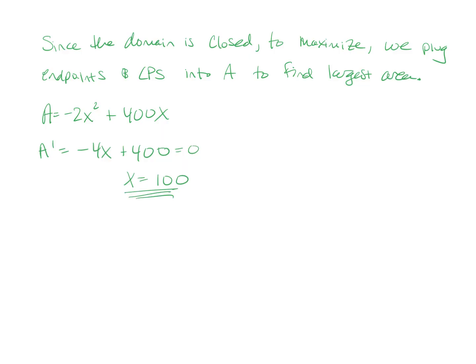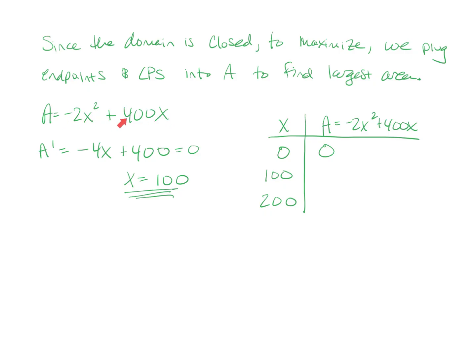So then I'm going to make an XY chart and have x and then area. I'm going to plug in my endpoints, 0 and 200, the endpoints of the domain, and the critical point 100, and calculate the area for each of those. So if I put in a 0 for x, my area is 0. And if I put in a 200 for x, my area again is 0. And if I put in a 100, I get 20,000 square feet.